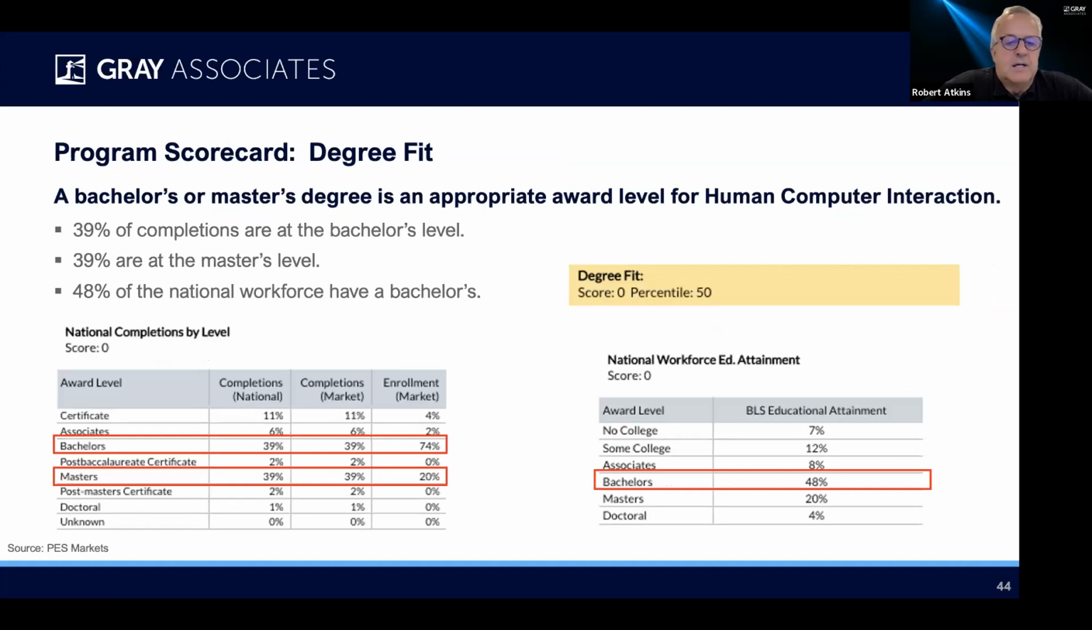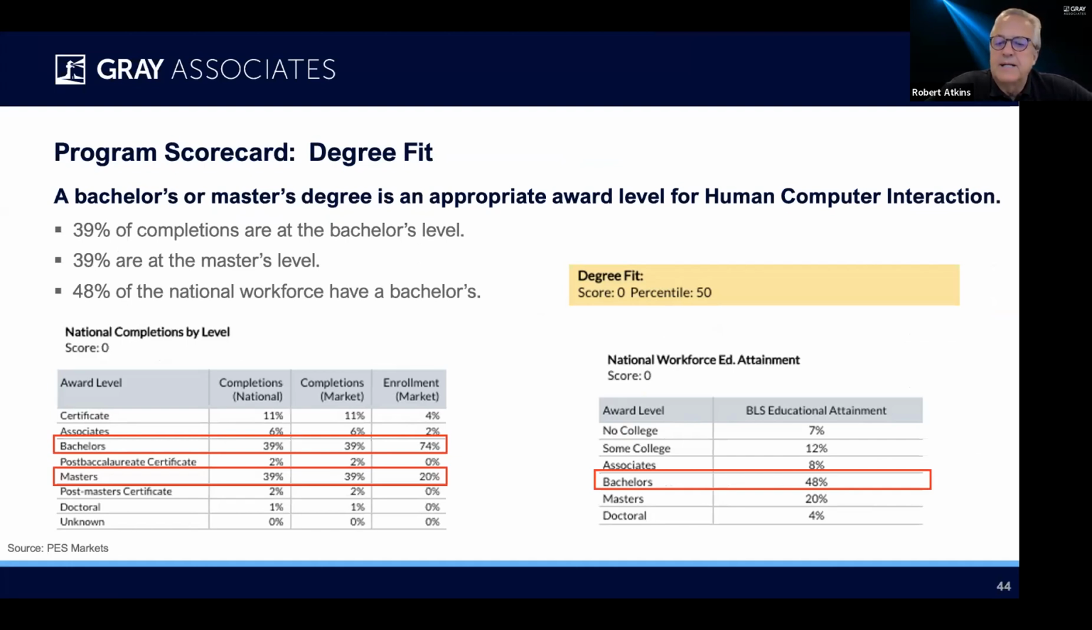And then degree level. This looks like a bachelor's and master's level program. 39% of completions nationally are at the bachelor's level, though 74% of enrollments are at the bachelor's level. And master's, again, 39% in terms of completions, but a much lower percentage in terms of enrollment. 20% of the people enrolled in this program are at the master's level.